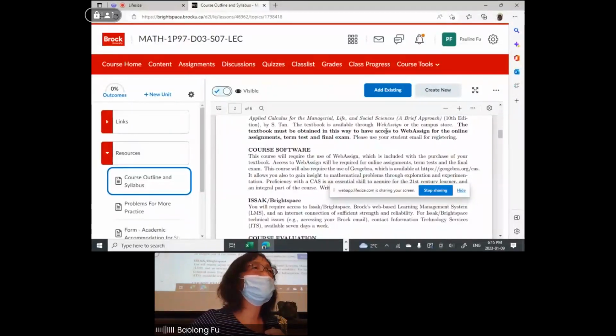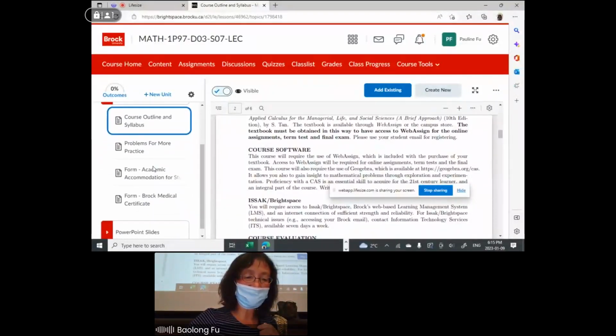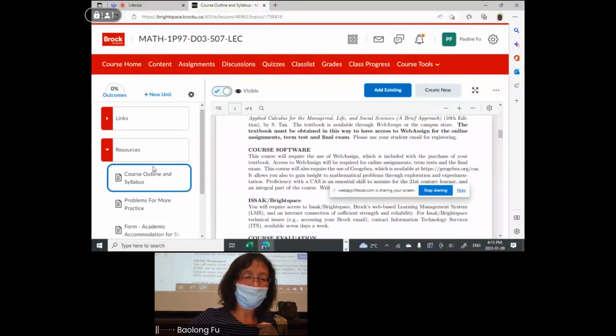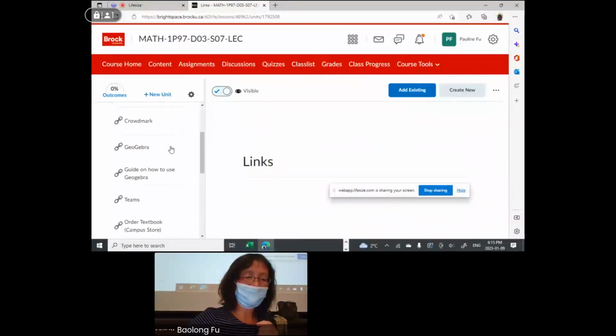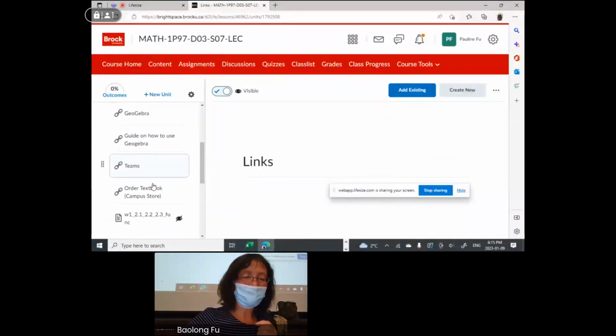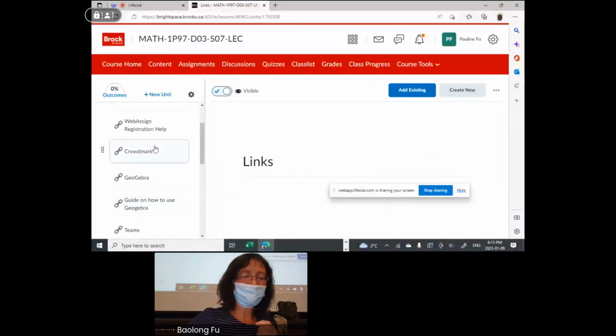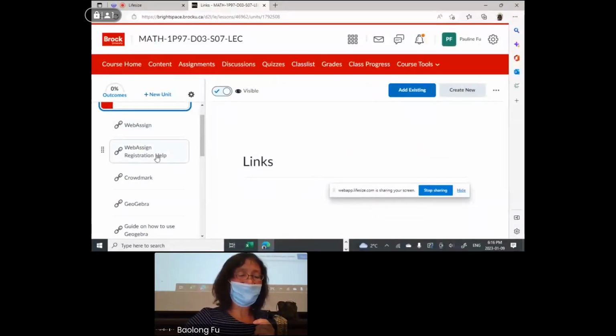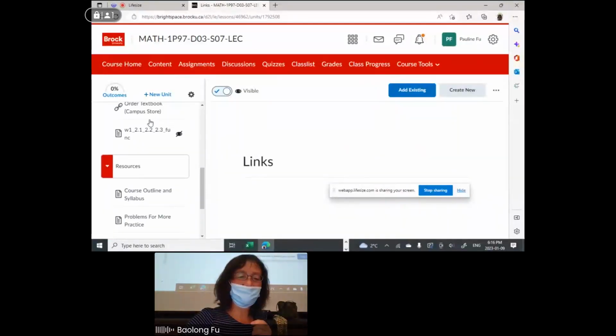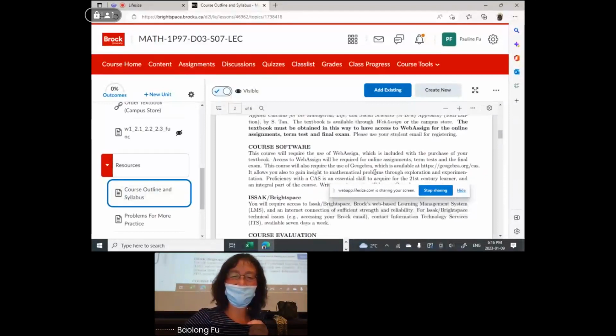The detailed instructions and the tutorials for WebAssign are here. Under the link, this is the WebAssign registration help. We need this one, okay? So make sure you buy the textbook through the campus bookstore. This is the tutorials, some useful information here. And during the lecture, I will do some demonstrations, okay? So that is WebAssign, the software we are going to use.